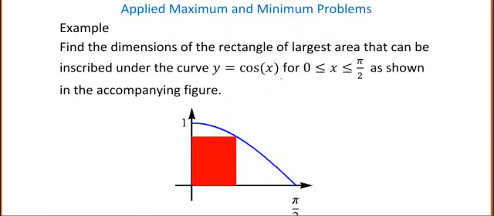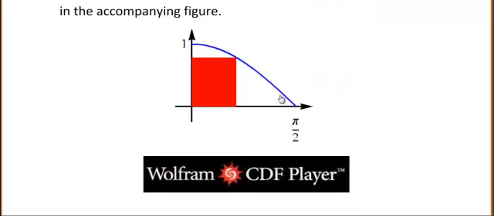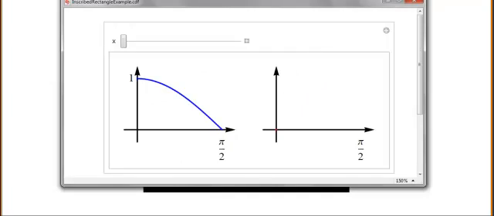And here's the situation. We want to find the dimensions of the rectangle of largest area that can be described under the curve y equals cosine of x for 0 is less than or equal to x is less than or equal to pi over 2. So here's the graph of cosine, here's the rectangle, and depending on how we pick the x value, we'll have different areas. Notice right now I have x equal to 0 and there's no area.